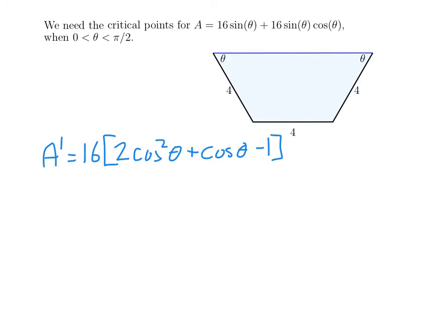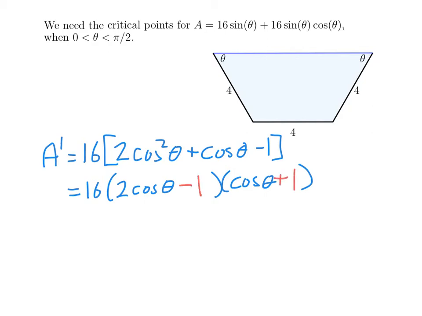To determine where this equals 0, we're going to treat it as if it was a quadratic function, where instead of an x squared we have cosine squared, and instead of an x we have a cosine. So we're going to treat this just like it was 2x squared plus x minus 1. And as we work at factoring this, we see that's just 2 cosine minus 1 times the quantity cosine plus 1.